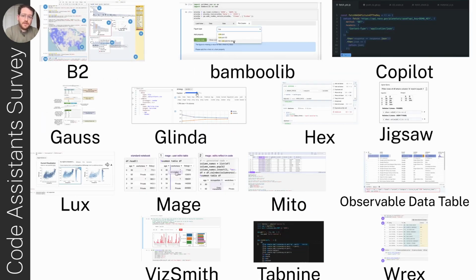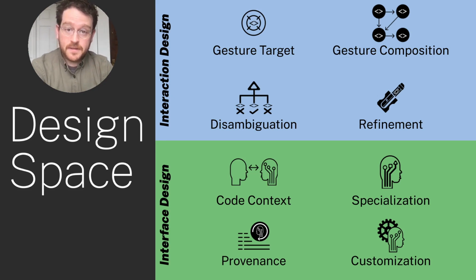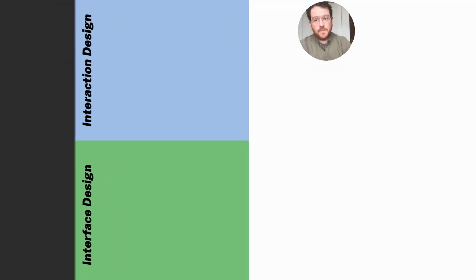All told, we identified 14 quite different systems that approach the problem of generating code in notebooks in different ways and for different reasons. From this sample, we built up a design space for code assistants in notebooks, the key top-level partition of which is between how the user interacts with the assistant and the way in which the assistant's interface is manifested. In addition to properties that we observed in our survey, this framing allowed us to identify a number of novel design elements.